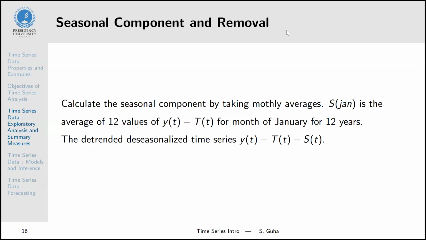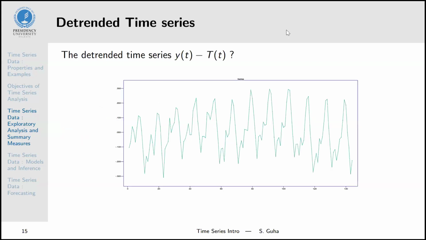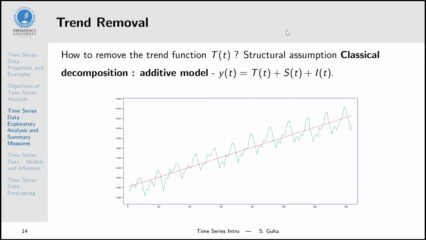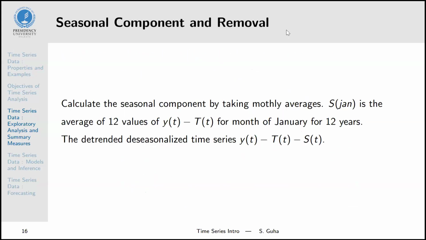Now, once you get this deseasonalized time series, according to our model assumption, you are left with actually the irregular part. You remove the trend part, you remove the seasonal part from the data, so you are left with only the irregular component. Is it okay?